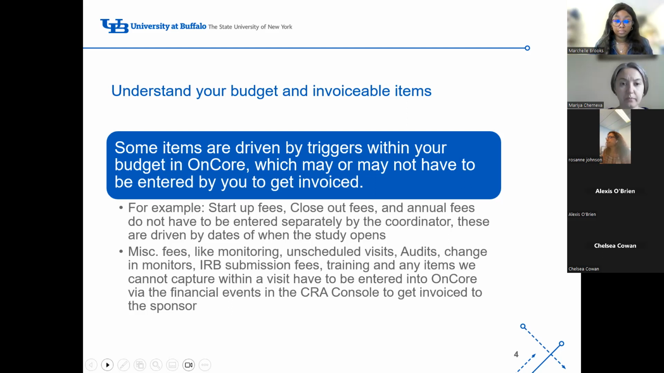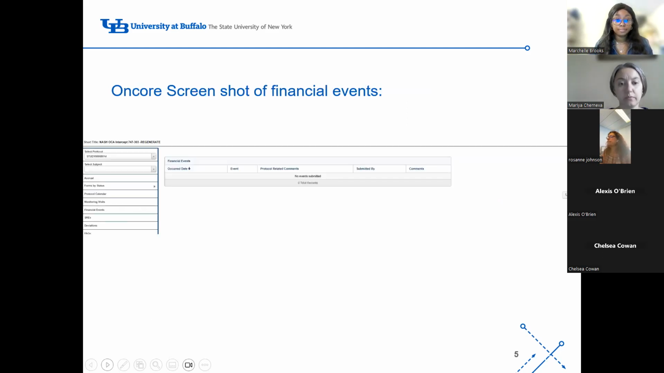Next slide. So basically, this is the screen that you would go to enter the items that I was just discussing. This is your CRA console. You click on the financial events, which is on the side here, like the fifth one down. You would click this update button, and then a drop-down box would come down, and usually this is study specific. So anything that's on that list is stuff that can be invoiced to the sponsor.